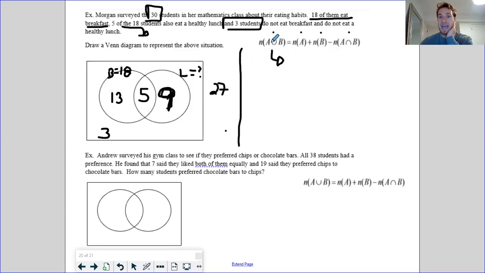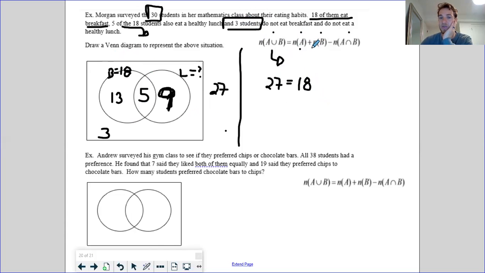Now, A or B is not 30. It's always the number of people that are included in the circle. So we know that you always have to subtract the people that are not in there. So you're going to go 30 minus 3 and get 27. You are then going to say the number of people in A. Now the whole circle A is 18.